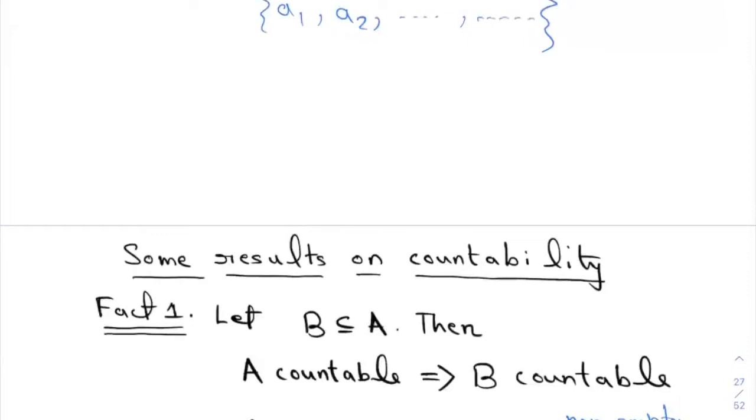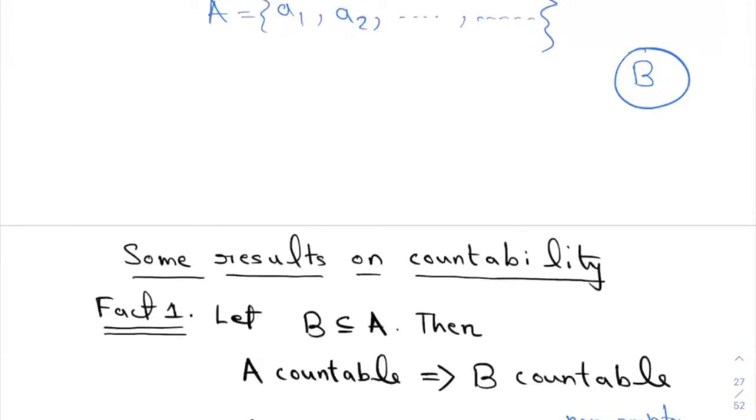And then that's my A. And then I have to list out, so I have to think about B now. So what I'm going to do, the procedure is going to be like this. So I'll look at A1. Does it belong to B? If it does, then I'm fine.